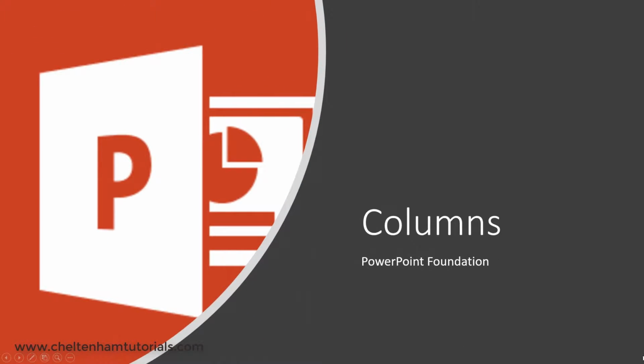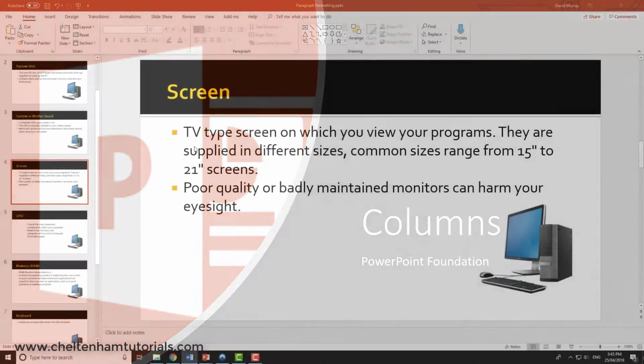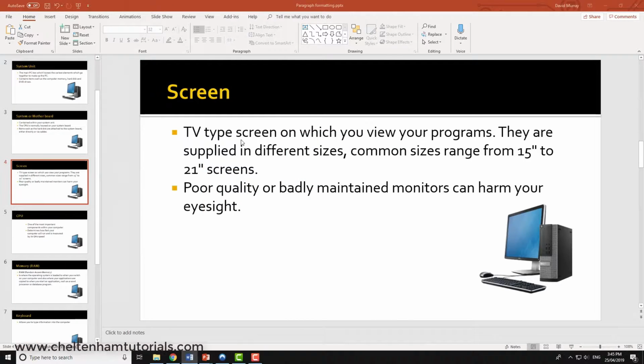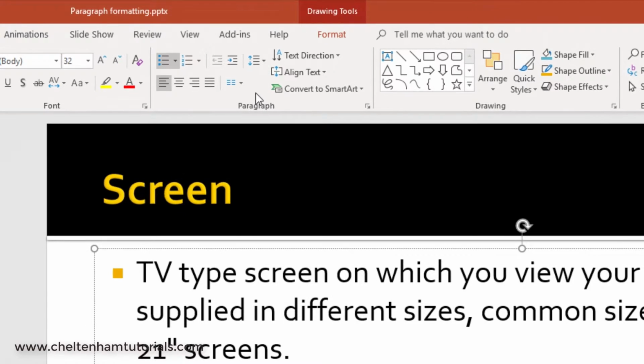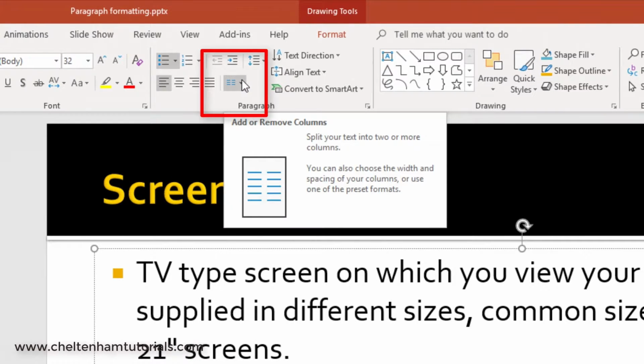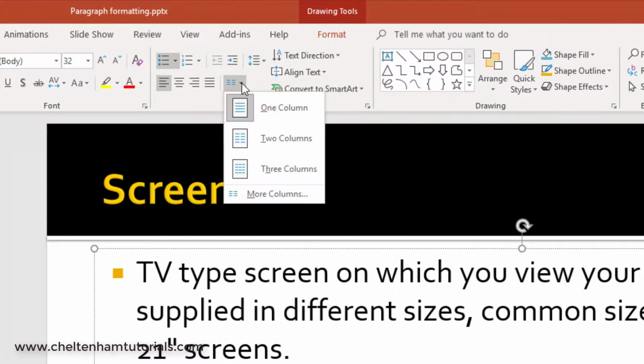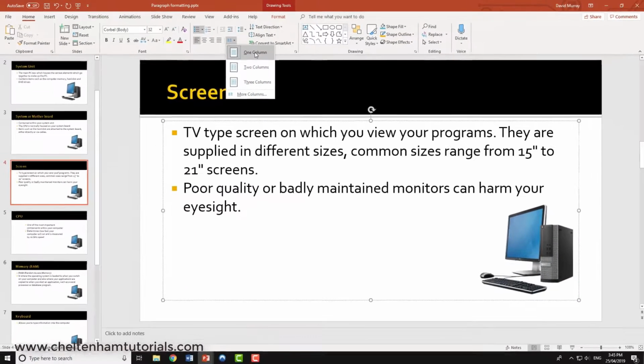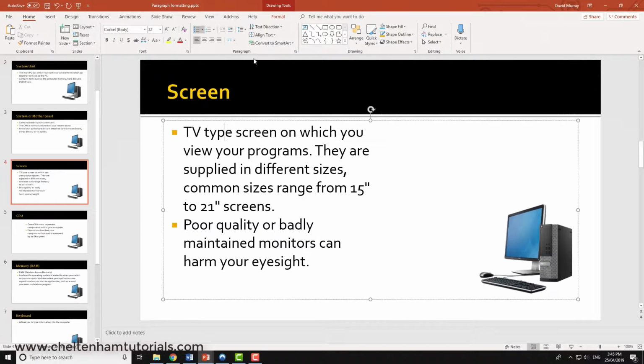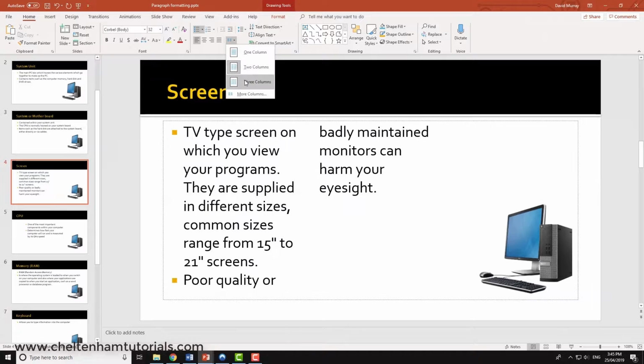Right, next we're going to look at column formatting. So here we've got a typical slide. If I click within the text here, within the paragraph section, you've got this option that says add or remove columns. When I click on the down arrow there, you can have the default, which is one column, or you can have two columns, or you can have three columns.